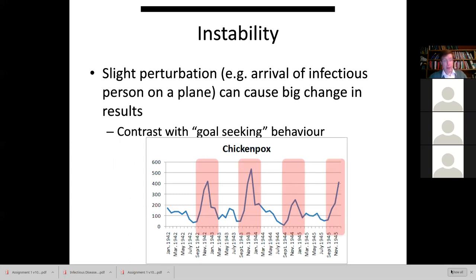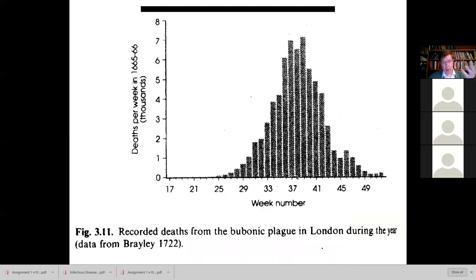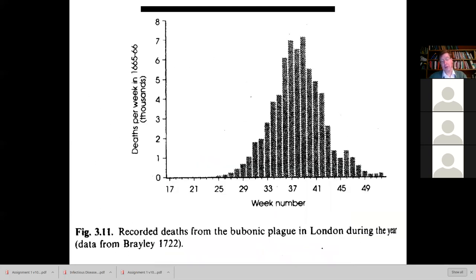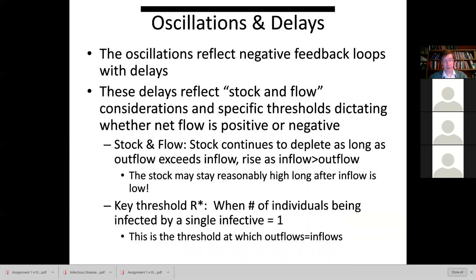So in instability, we get this slight perturbation, you know, a person with COVID-19 coming into the Saskatoon airport can cause a big change in results. You can get sudden growth. And this contrasts with a sort of goal-seeking behavior. And this was noted formally as early as the 1700s. So this is from deaths from bubonic plague in London, showing this kind of characteristic curve that you'll find so often within the infectious disease space.